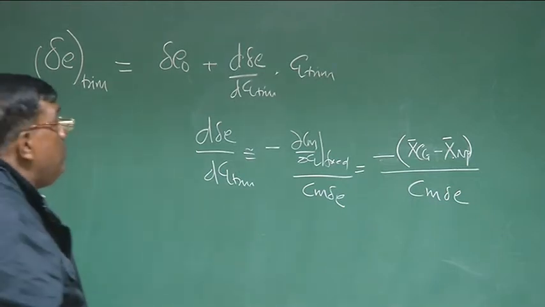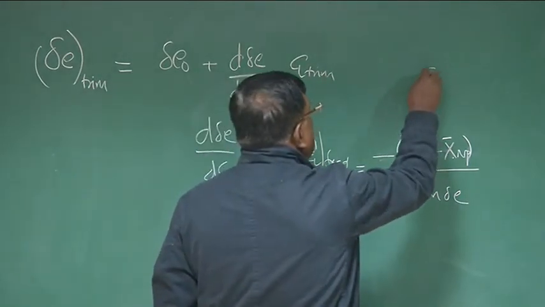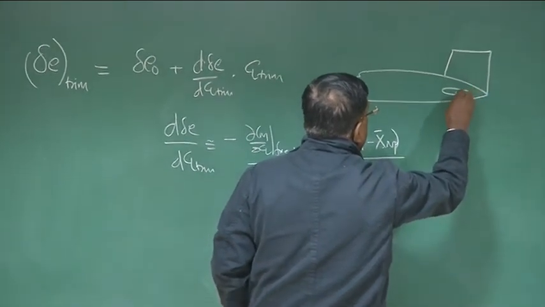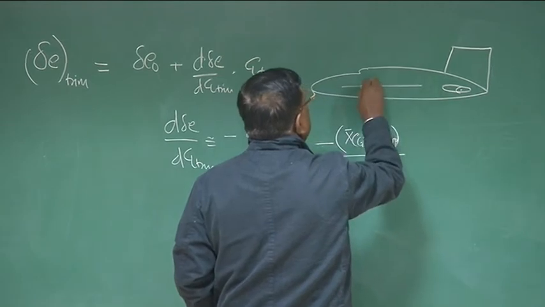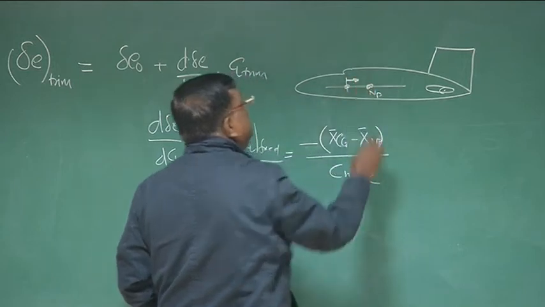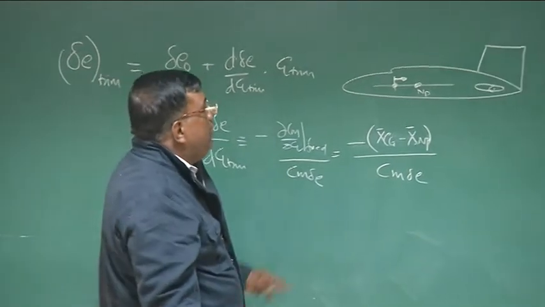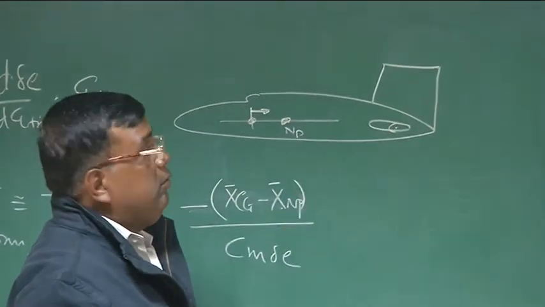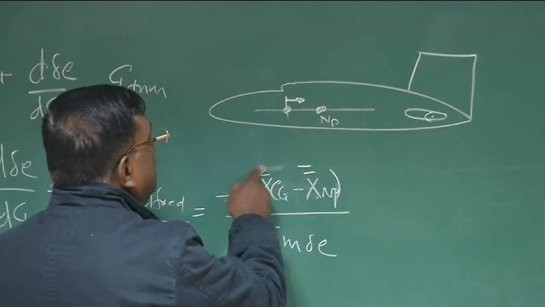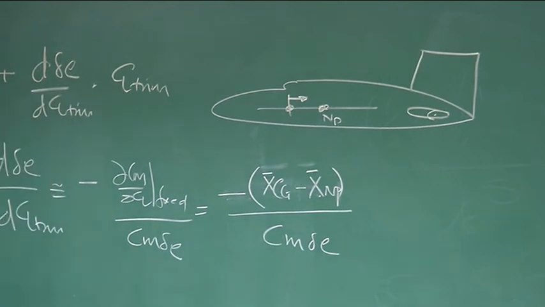Right? Now see here. Suppose this is the airplane. Suppose the CG was here, and let's say the neutral point is here. And if I now start moving the CG backward, let's say I ask the passenger to go backside, or maybe I am shifting heavier cargo backward, what will happen? This xCg minus xn naught term, this gap, will reduce, right?